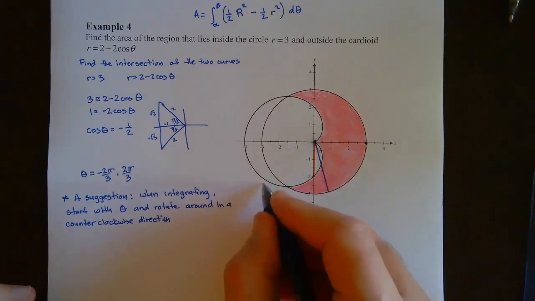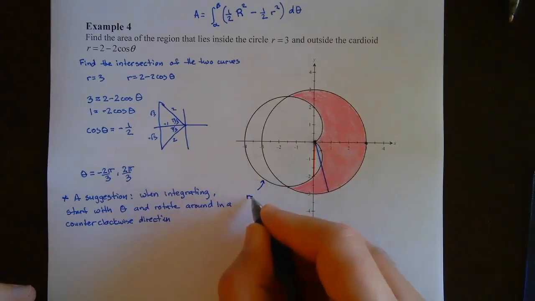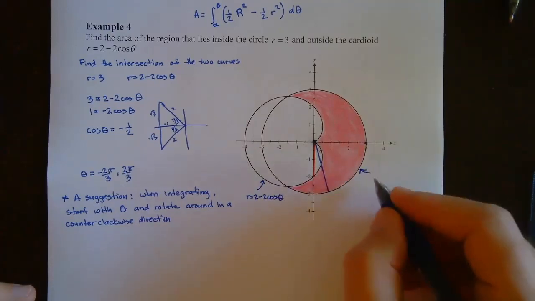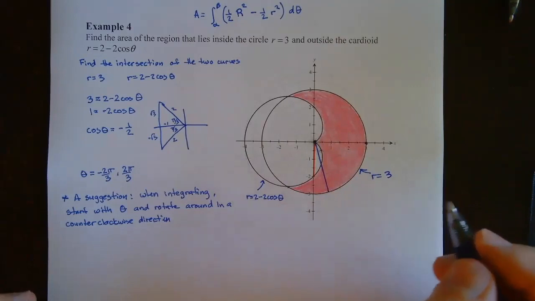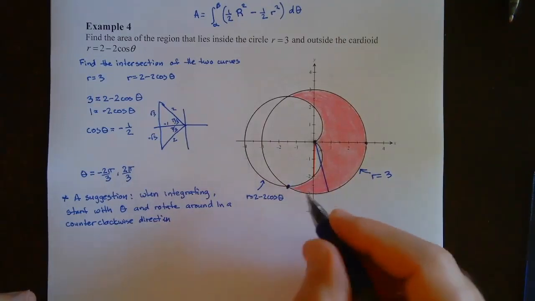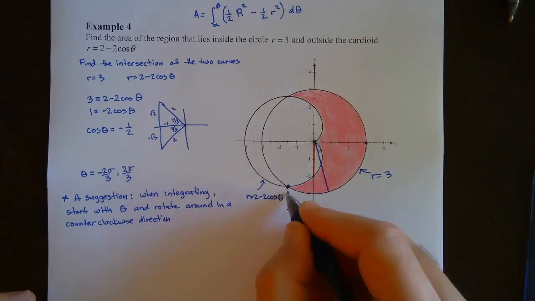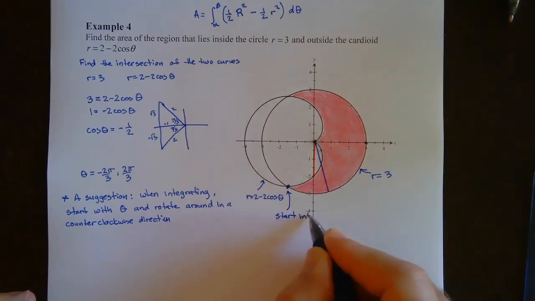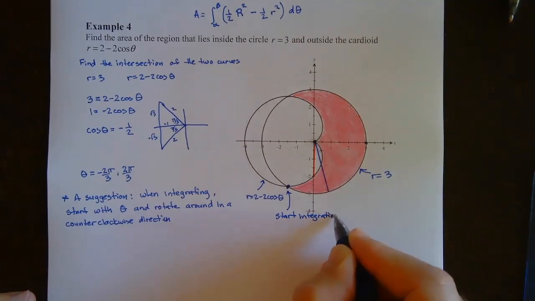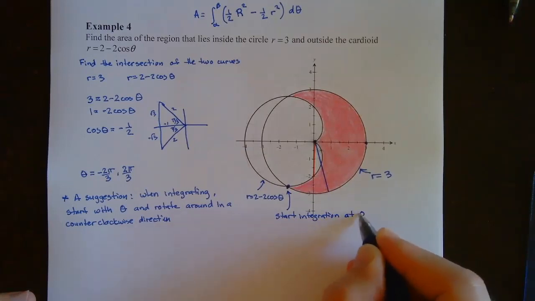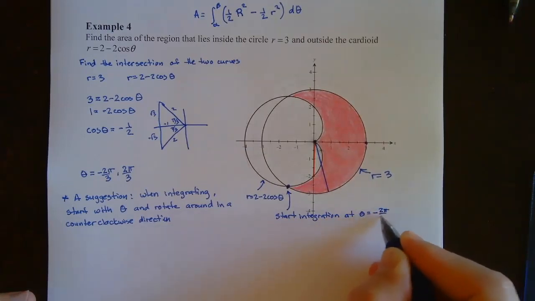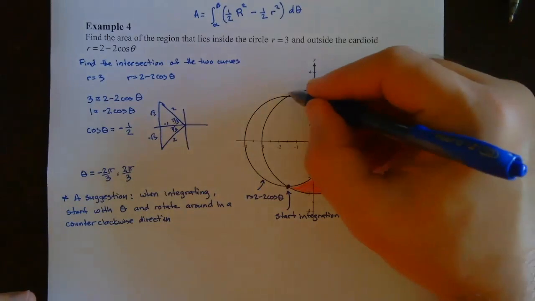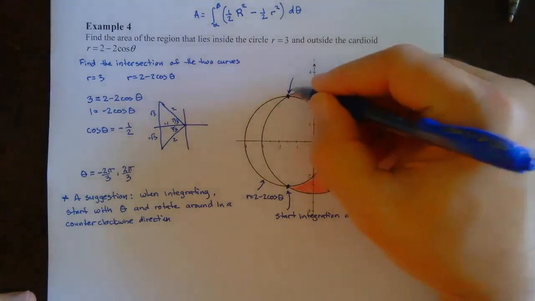This curve right here is r is equal to 2 minus 2 cosine of theta. This curve is r is equal to 3. So right here, that's where we want to start integration, at theta equaling negative 2 pi over 3. Start here, and we're going to work our way around to here. I've said that several times. We're going to stop the integration right here.